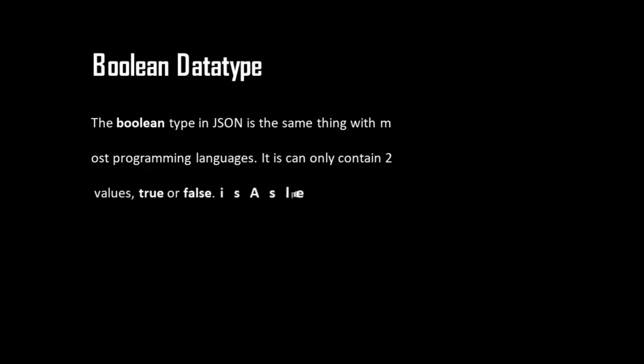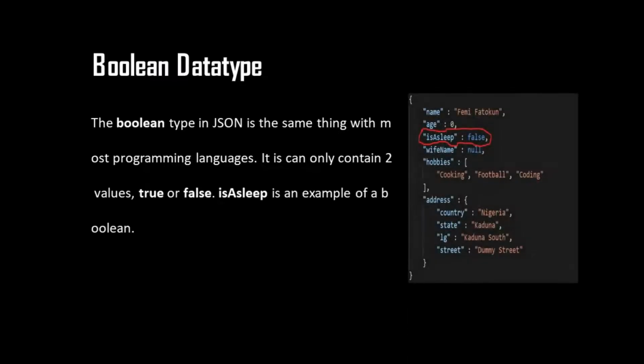Okay, this time around I'm going to be talking about the Boolean data type. The Boolean data type in JSON is the same thing as in most programming languages. If you have experience with a couple of programming languages, you will know that there's always a Boolean data type. I've not come across any language that does not have it, personally. It just represents two values, true or false.